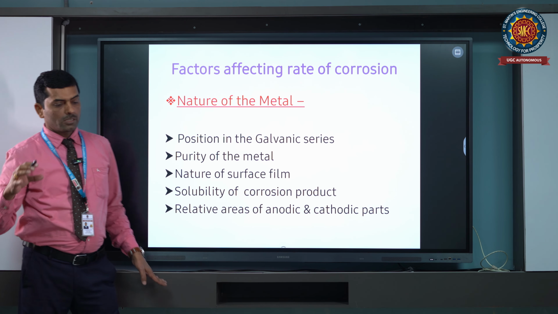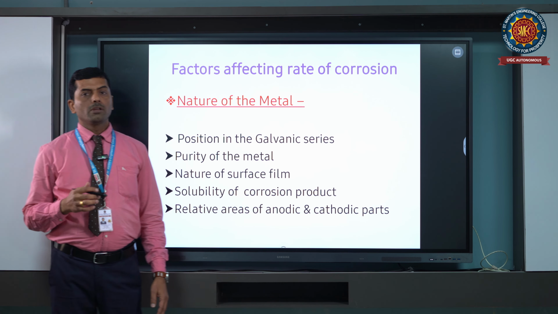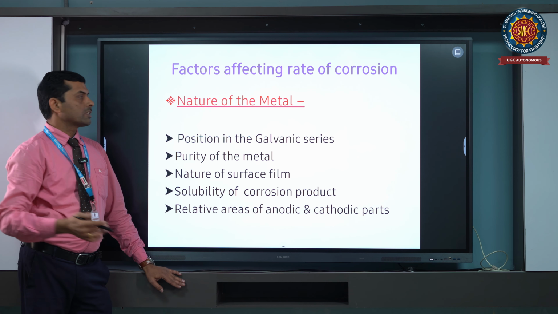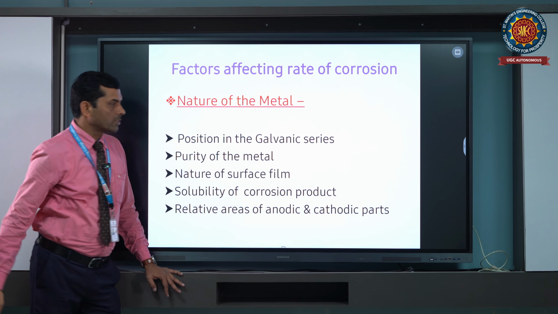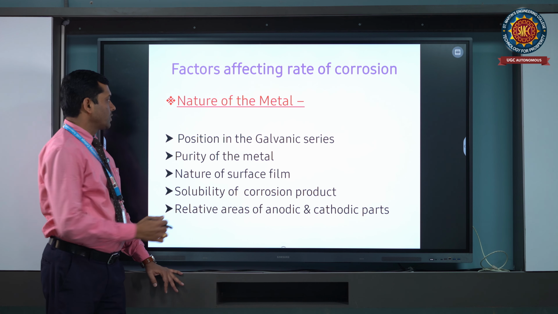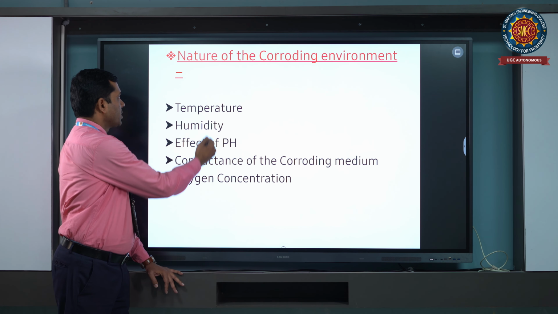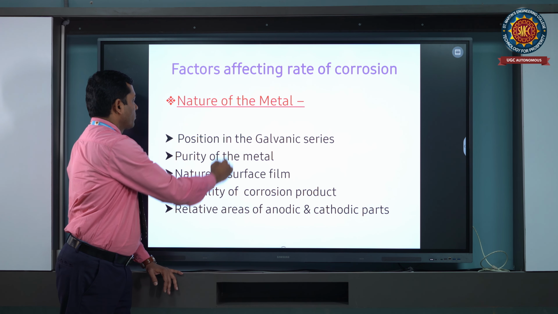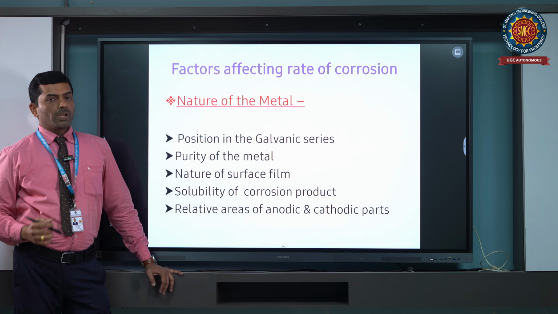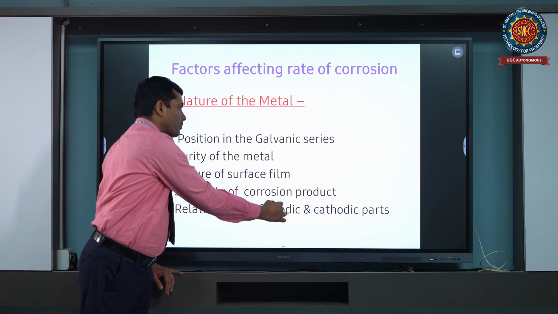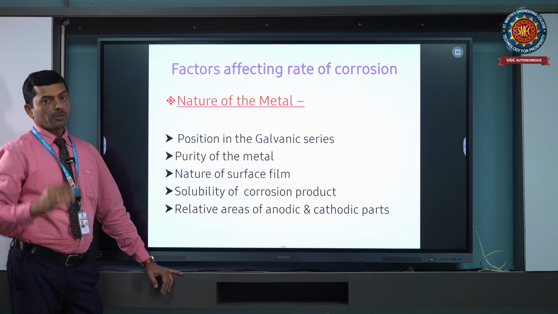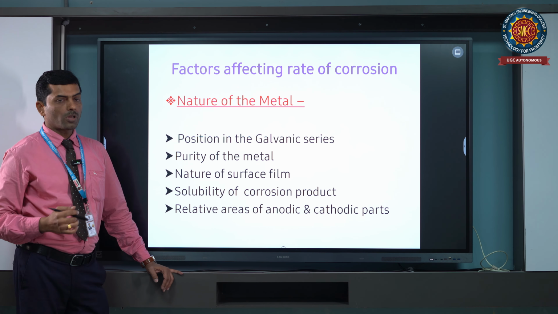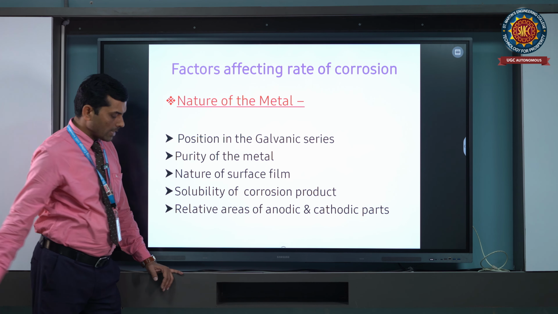Next, what are the factors that increase the chances and the rate of corrosion? The major factors we can see: the first one is the nature of the metal, and next is the nature of the corroding environment. Let's look at them one by one. The nature of the metal depends on the properties of the metal. What are the different properties of the metal that give rise to the corrosion process? First is the position in the galvanic series.